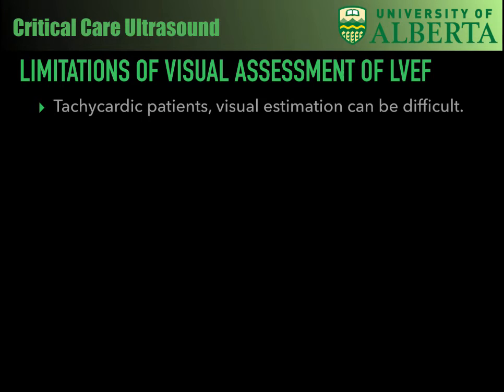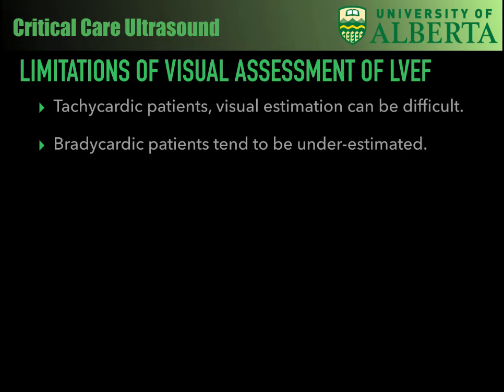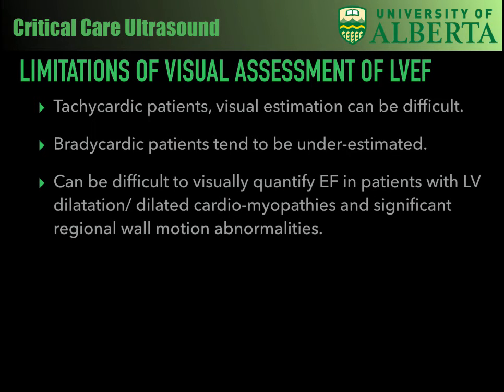Some important limitations: tachycardic patients are very challenging to estimate from an ejection fraction standpoint, whether by visual method or by symptoms method. And so it's important to realize that they will require a repeat assessment when the heart rate is lower. Also, bradycardic patients tend to be quite difficult as well and tend to be underestimated. It can be very difficult to quantify EF in patients with a dilated LV and also significant regional wall motion abnormalities, such as a bundle branch block.